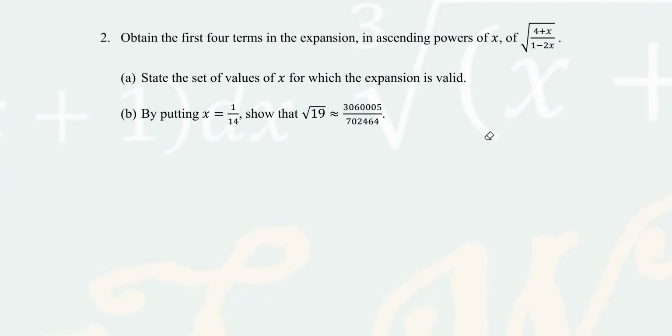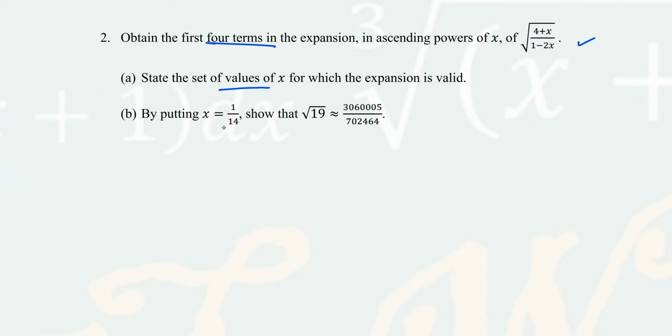Okay, now let's move on to question number 2. Obtain the first four terms in the expansion in ascending powers of x for the square root of (4 plus x) over (1 minus 2x). State the set of x values for which the expansion is valid.